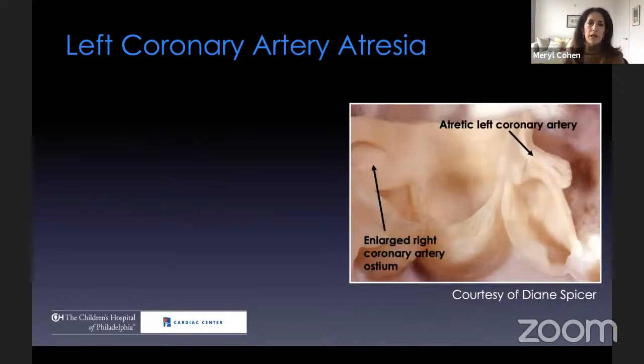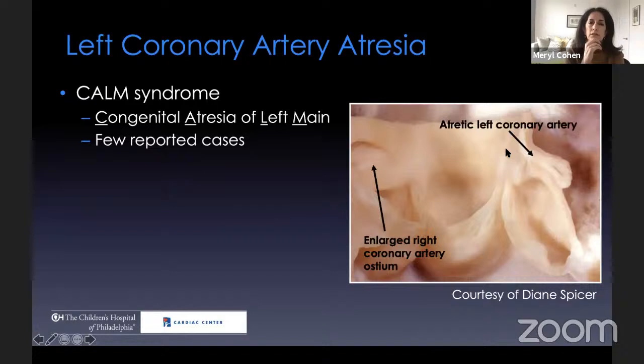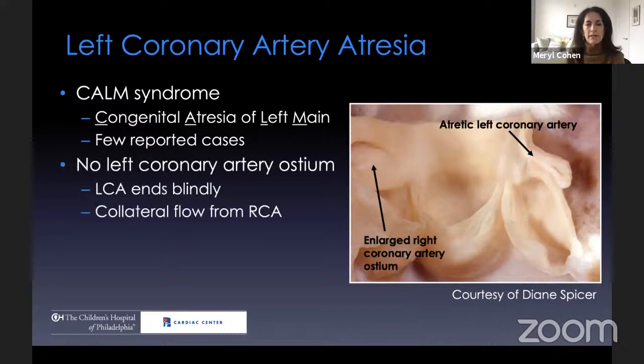And I'll briefly touch upon left coronary artery atresia. This is a beautiful path specimen courtesy of Diane Spicer, which shows the sinuses of the aortic valve. Here you see the enlarged right coronary artery, and that the left coronary artery becomes atretic before it enters the aorta. This is known as Calm syndrome, congenital atresia of the left main, and there are few reported cases. We actually have had a series of them at our institution for unknown reasons. Patient has no left coronary ostium. The left coronary artery typically ends blindly, and again, you get that collateral flow from the right coronary artery, and it mimics ALCAPA.